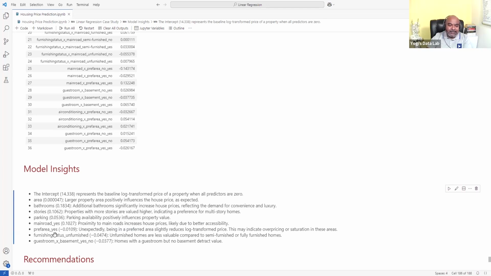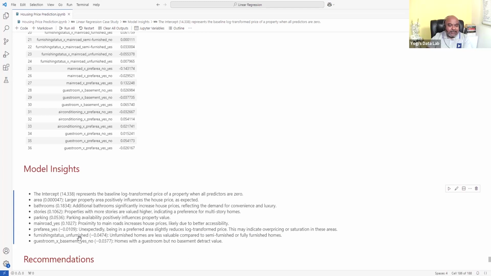If the preferred area is yes, the coefficient is minus 0.0109. This is unexpected, right? Because if it is in a preferred area, generally the prices increase. But if you look at what the data is telling me, it is giving me a negative relationship. And this is why I've written that, unexpectedly, being in a preferred area slightly reduces the log-transformed price. This may indicate overpricing or saturation in these areas, possibly.